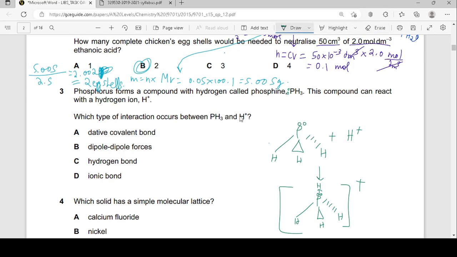And so what type of interaction is this? Well, you see it represented with an arrow from the lone pair to the H+. So that means it's a dative covalent bond. That's how we represent dative covalent bonds.